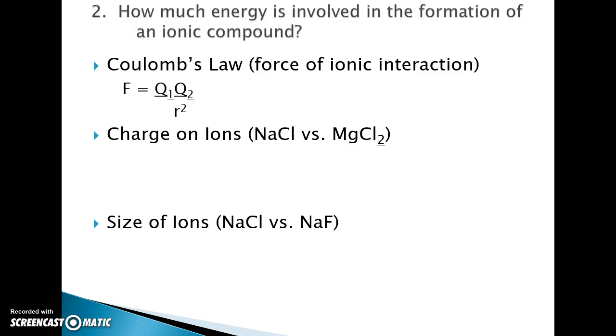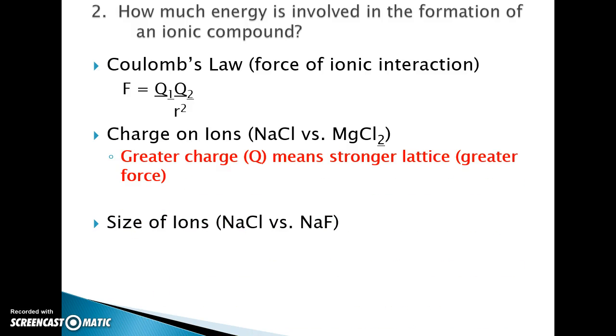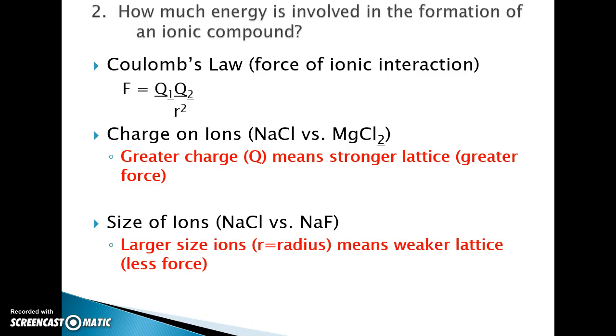When we talk about forming an ionic compound, we can use Coulomb's law to understand the force that's holding the ionic lattice together. There's two major factors that affect how strong a lattice is. The first is the charge on the ions. So when we look at sodium chloride versus magnesium chloride, since a greater charge means a stronger lattice, we would expect that magnesium chloride would have a stronger lattice. And as far as size of ions goes, the larger size ion, so a larger radius, means a weaker lattice. So we would expect that sodium chloride is a weaker lattice than sodium fluoride.